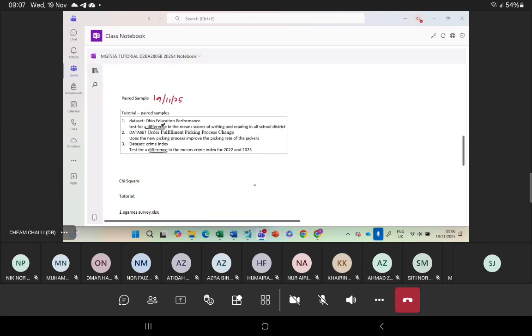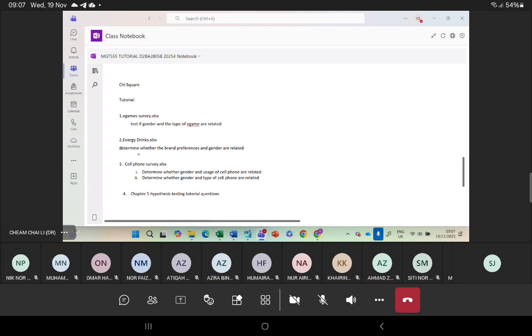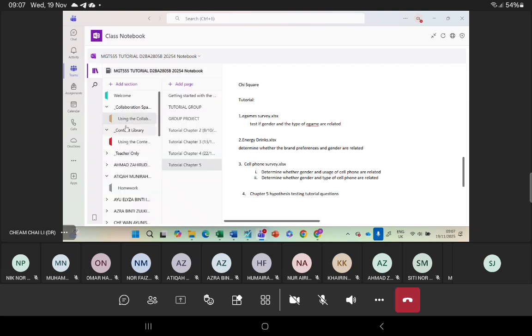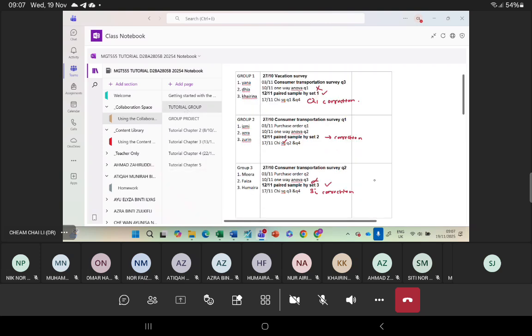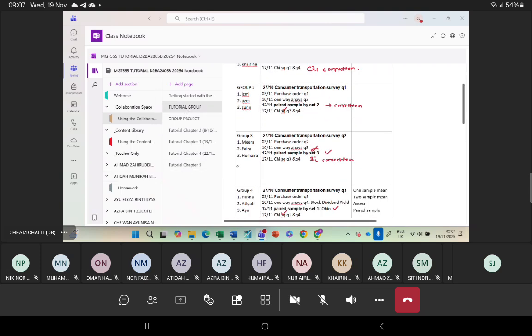So tutorial questions, kita ada question 2, right? Cell phone number 3 kan, 3.1 and 3.2. So kita ada. Okay, so what happened to you all, Amira? Kenapa semua salah ya? Do you have any problem, Amira? Okay, this one question 2 also need to show the answer.